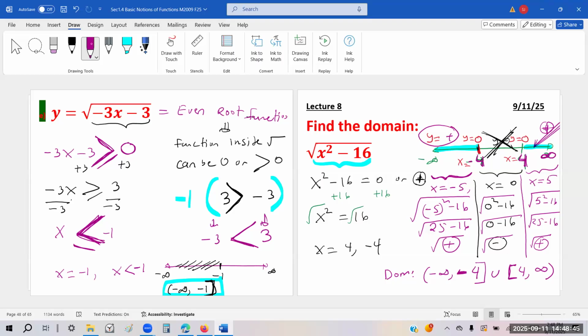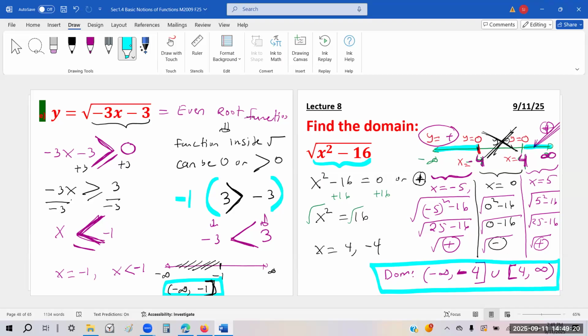For example, you may think, no, I want to substitute x with negative 3. Well, no problem. Negative 3 squared. What is negative 3 squared? 9. What is 9 minus 16? Negative 1. So the square root of a negative number. Is it real? No. You can try substituting, but that's not going to work. So this is our domain. It means what numbers you are allowed to substitute your x with.